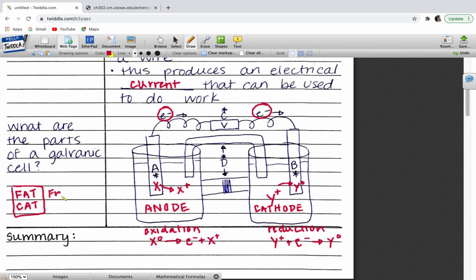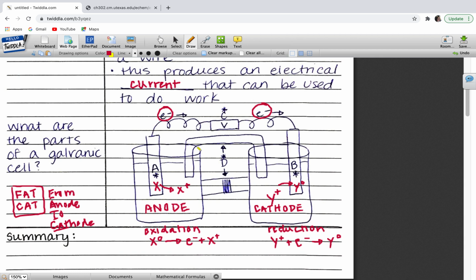So from the anode to the cathode, right? Fat cat. We always have that electron flow from the anode to the cathode, and we have to show which way the electrons are going through this wire. So make sure you point the direction from the anode to the cathode.